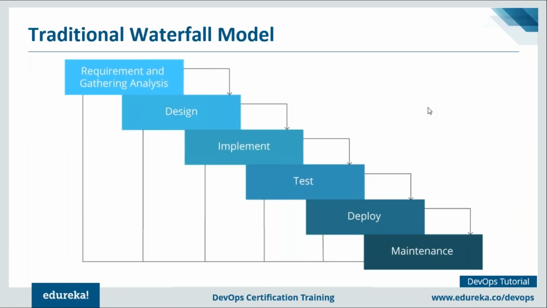So notice the diagram that is there in front of your screen. If you notice, it's almost like a waterfall, or you can even visualize it as a ladder as well. So first, what happens, the client gives requirements for an application. So you gather that requirement and you try to analyze it. Then what happens, you design the application, how the application is going to look like. Then you start writing the code for the application and you build it.